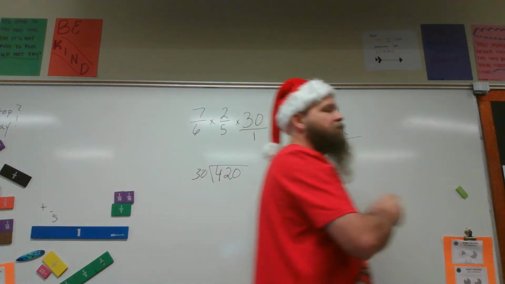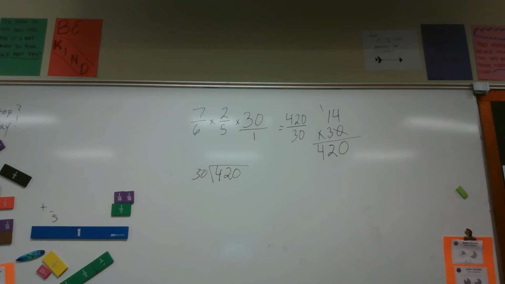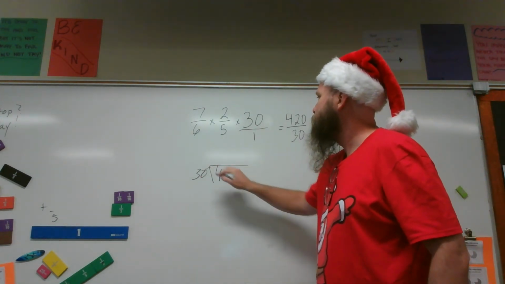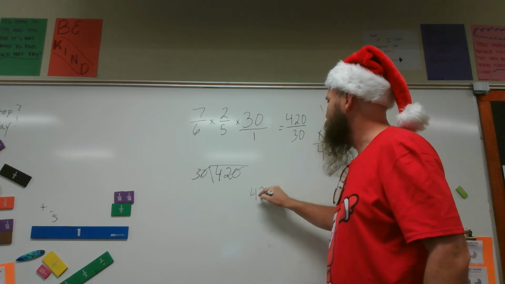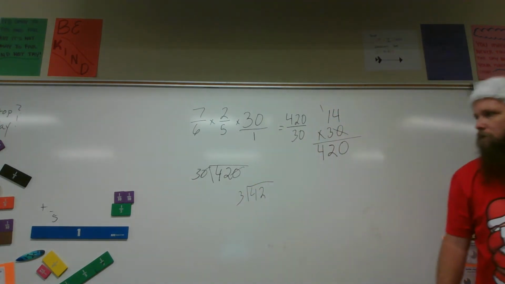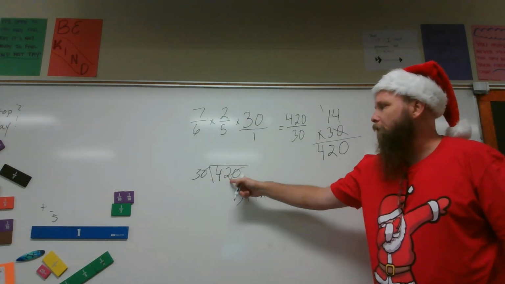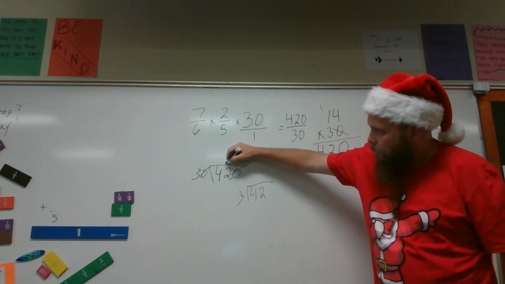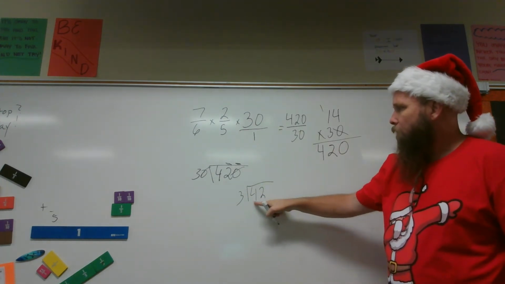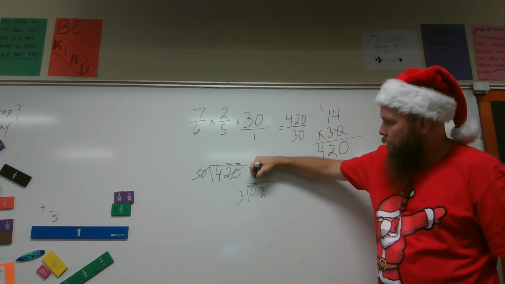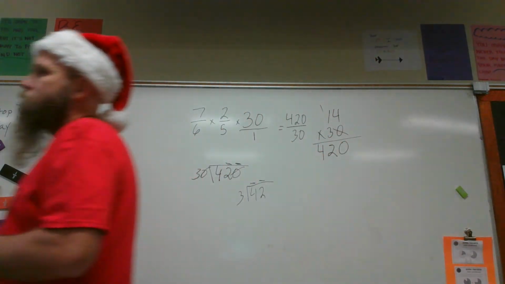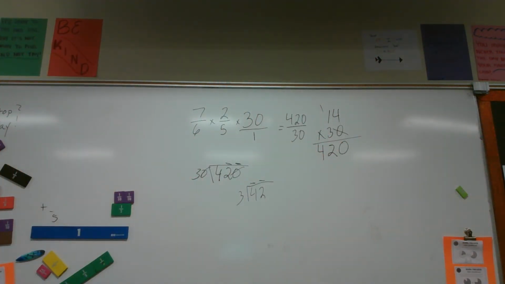Now they both have a 0 in the ones place, so I really can take those off and just make it 42 divided by 3. Because if you look, 3 goes into 42, so I'm going to have a 2-digit number. It's going to give me a 2-digit number.